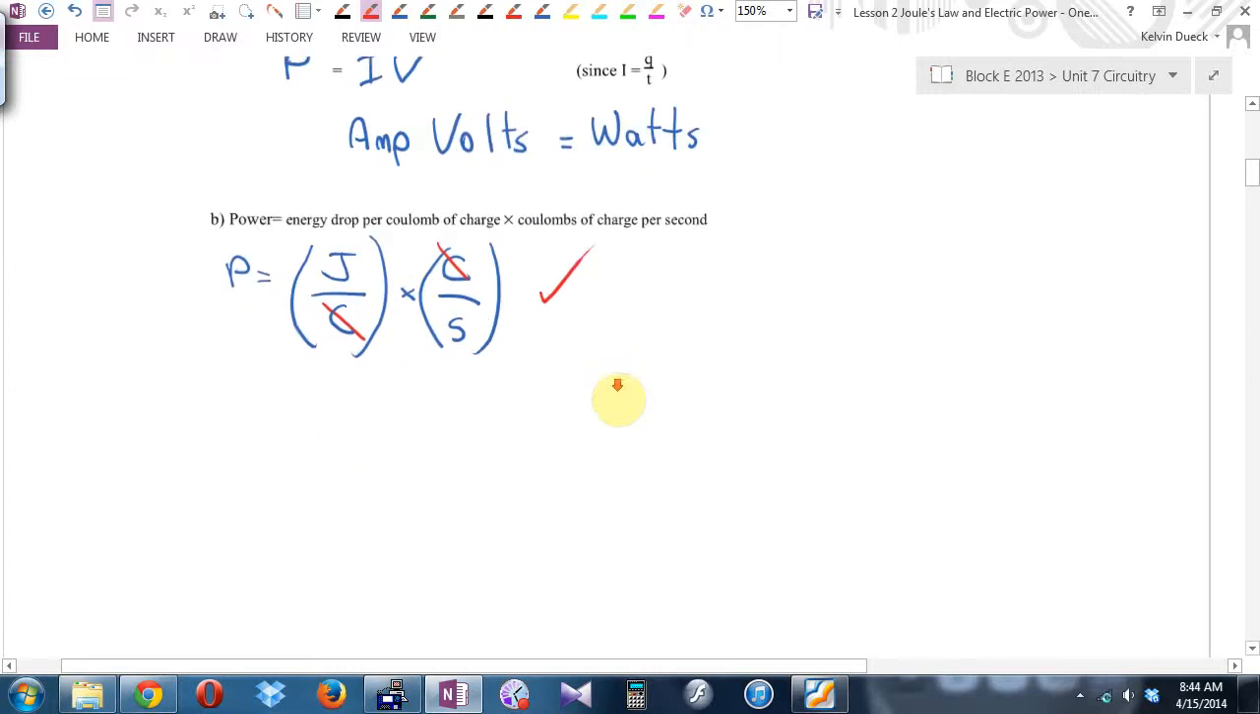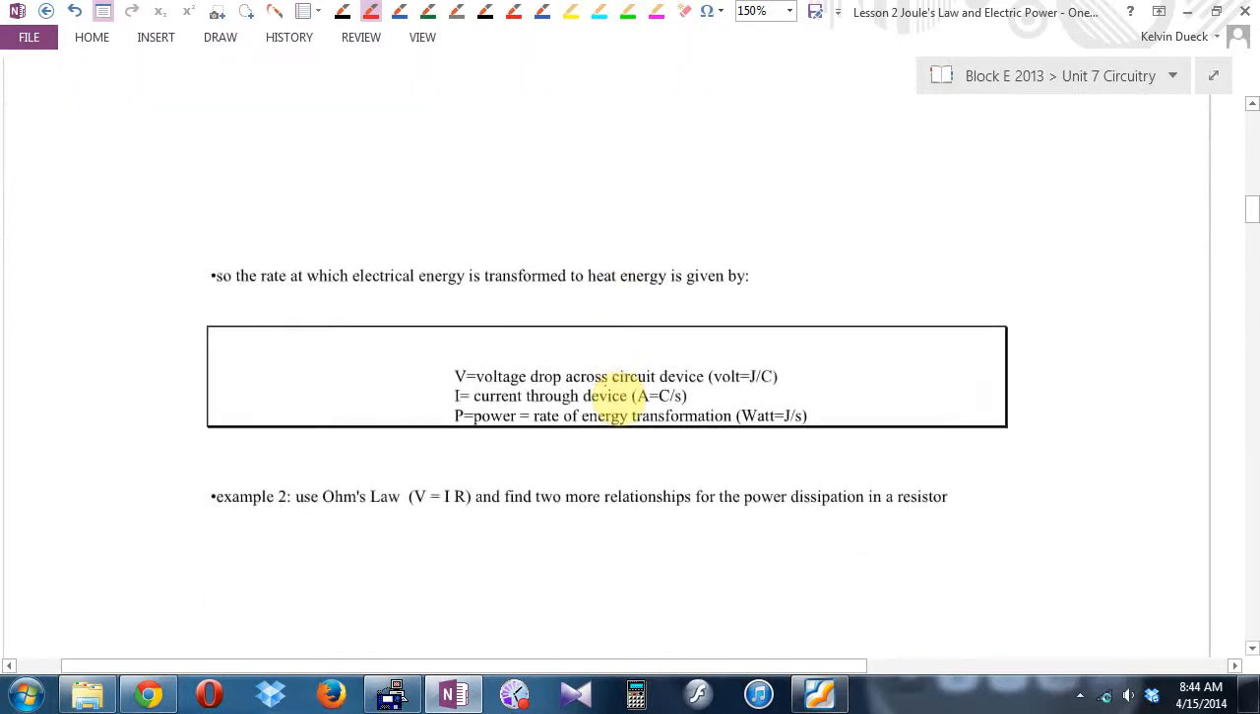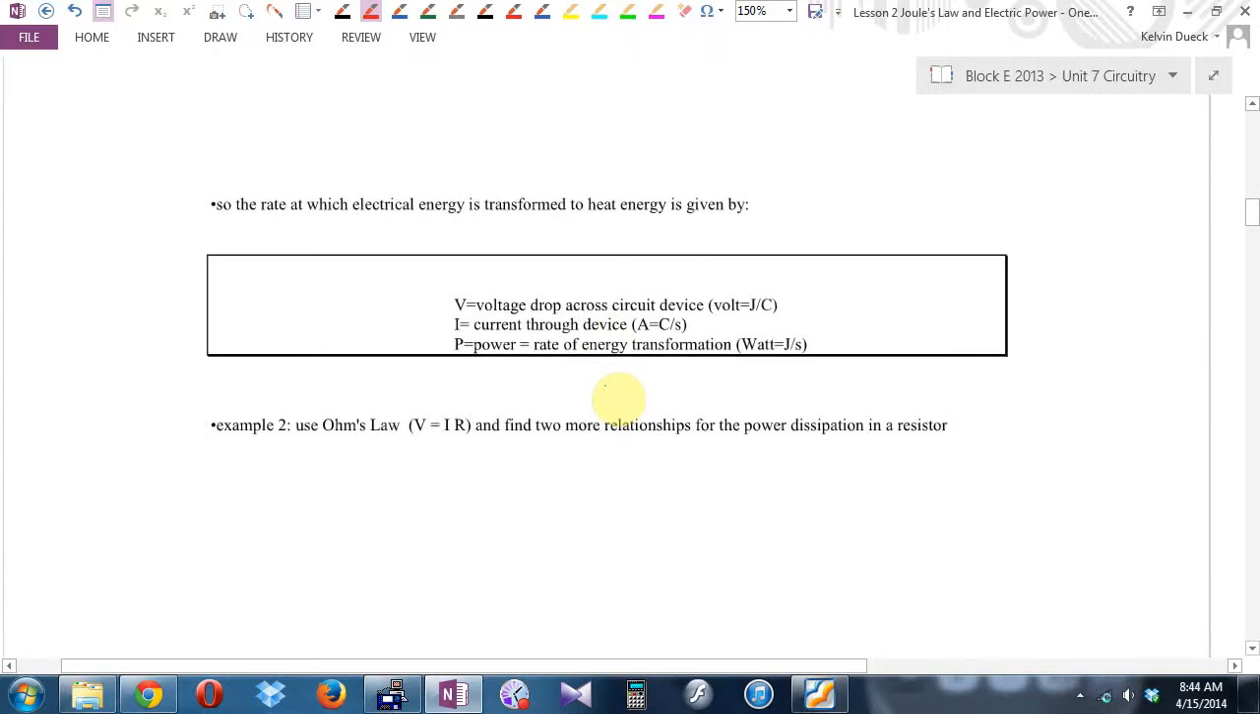By the way, did I say that later on? Sure. So the rate at which electrical energy is transformed to heat energy, how fast you use up this electrical energy, how much power you use, is given by VI. I'll be honest, now that's the only one on your formula sheet. I hardly ever use that one.